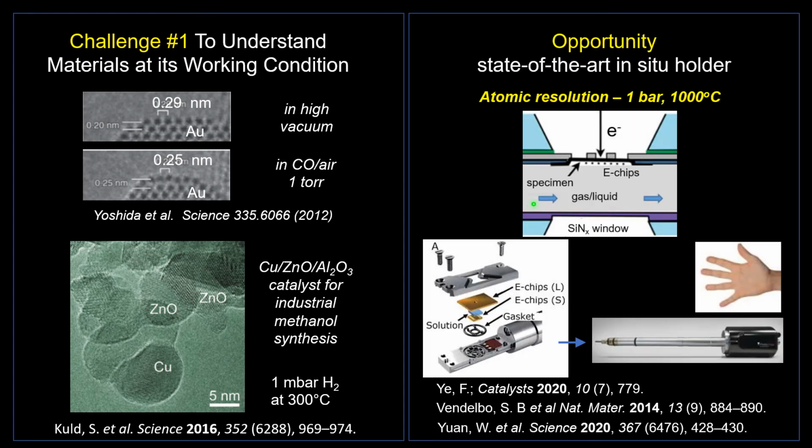Now we have a new opportunity to do just that. We just installed a state-of-the-art in situ gas holder. Now we can study materials at 1 bar pressure of different gas environments and up to about 1000 degrees C. This will allow us to have a new look at many industrially important materials. The experiment can be quite challenging, but the reward is also very high.